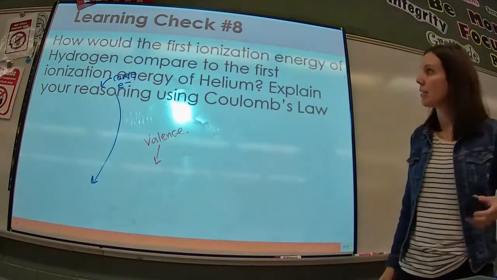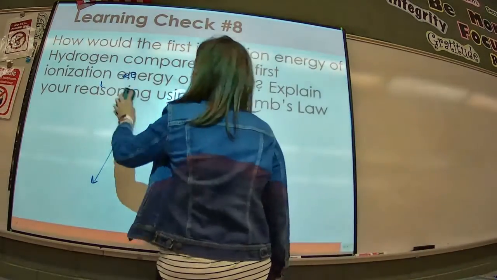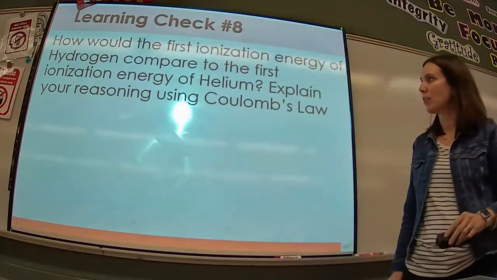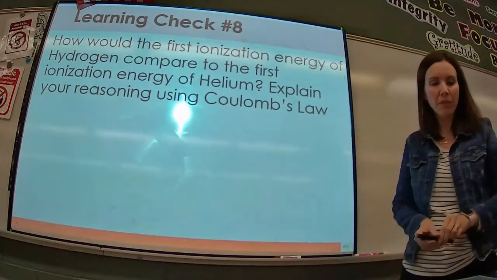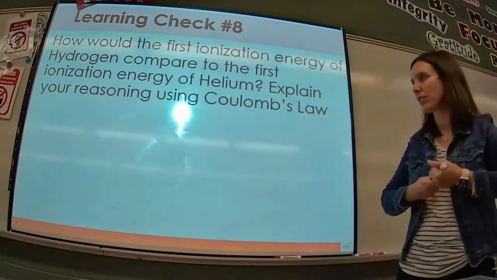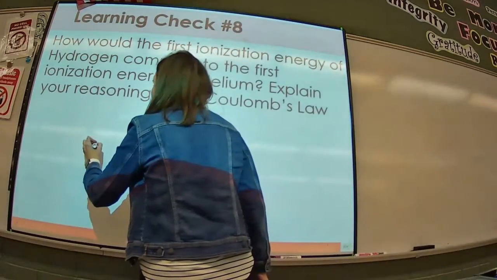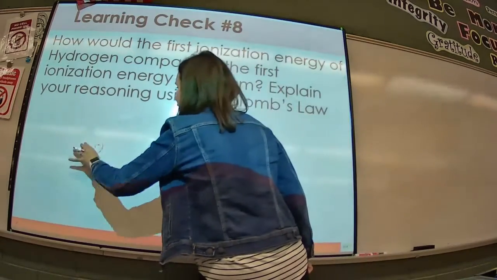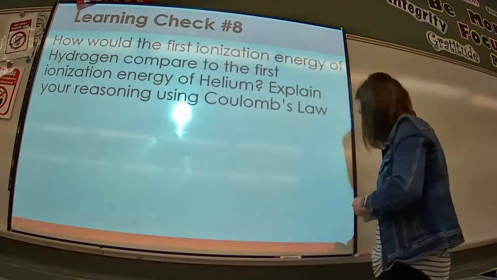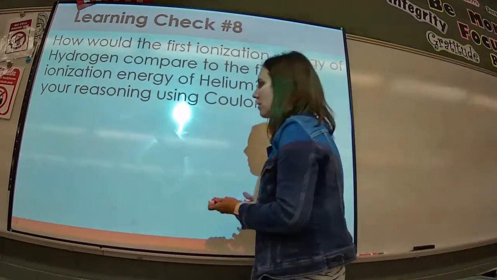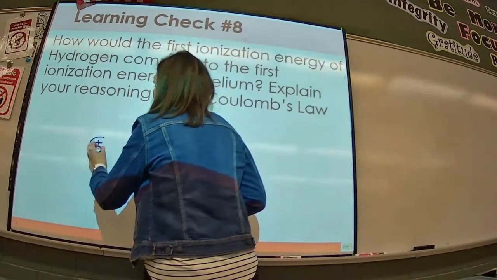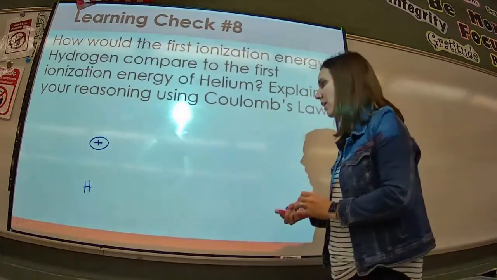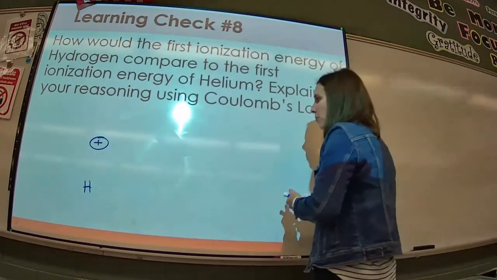So it says, how would the first ionization energy of hydrogen compare to the first ionization energy of helium? Explain your reasoning using Coulomb's law. And so when we're looking at helium versus hydrogen, hydrogen has just one proton in the center. Let me keep with the colors. Protons, we were making blue. So the protons, there's just one of them, right? One proton for hydrogen. Whereas when we're looking at helium, we have two protons.